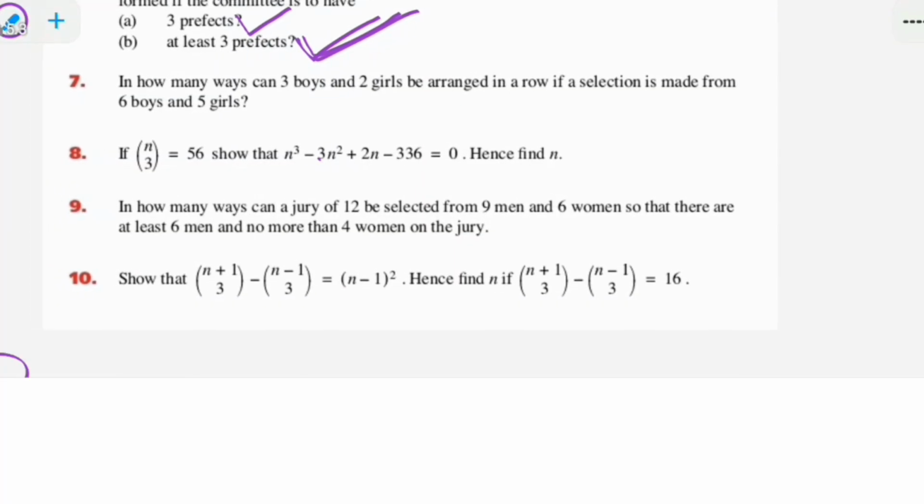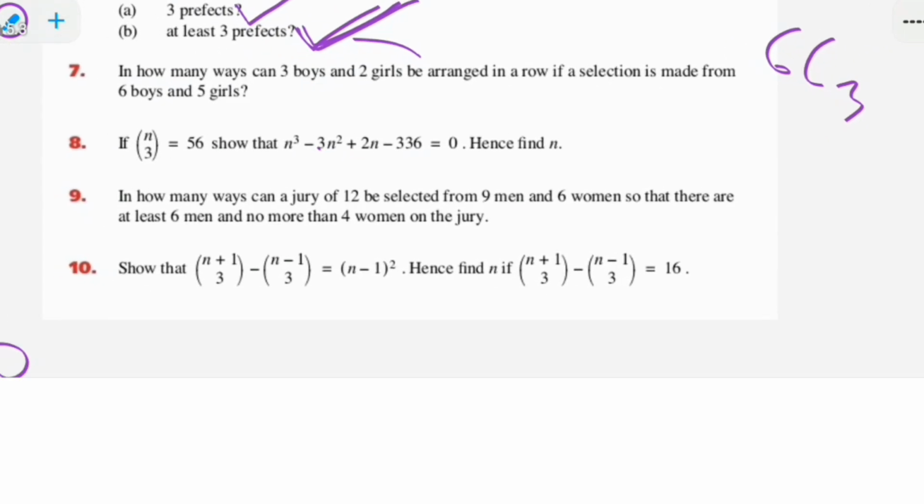Number 7 is, in how many ways can 3 boys and 2 girls be arranged in a row if a selection is made from 6 boys and 5 girls? Anytime you see something arranged in a row, arrangement has to do with permutation. It is not selection. But the first thing to do in this case is to select the boys first. Since there are 6 boys and you want to pick 3, that will be 6C3. I'm picking the boys I want to arrange.